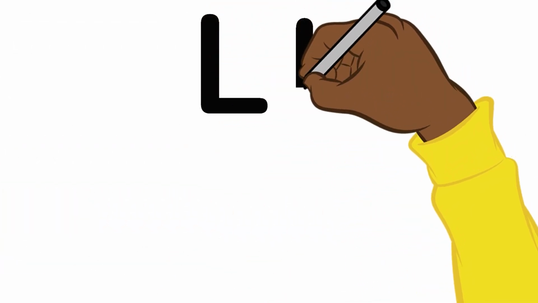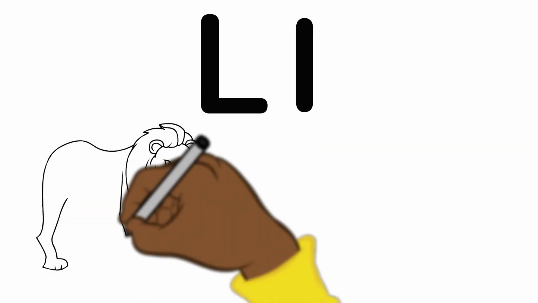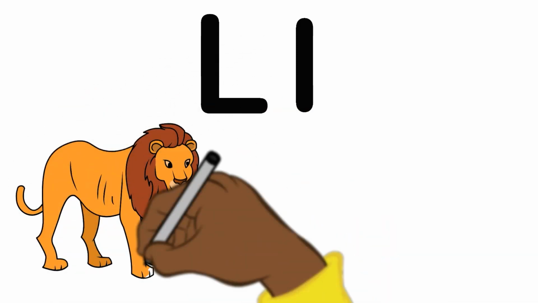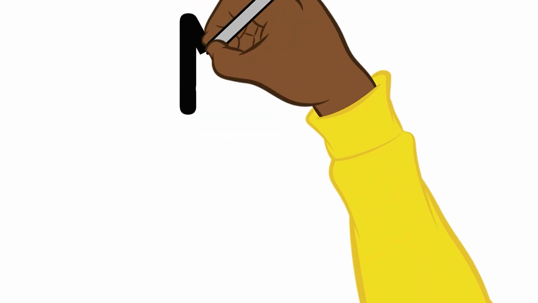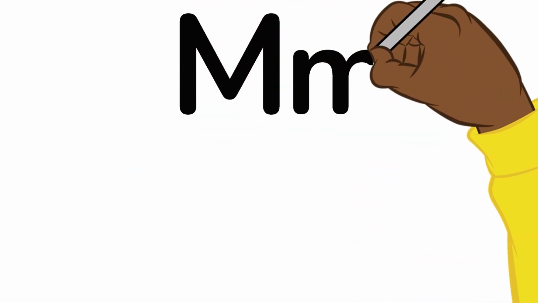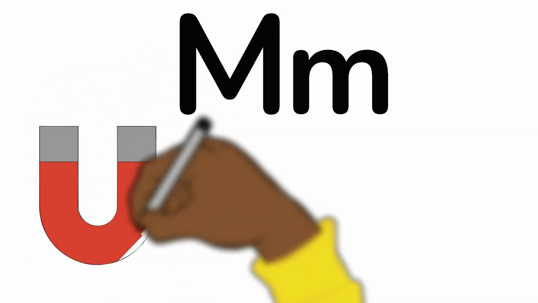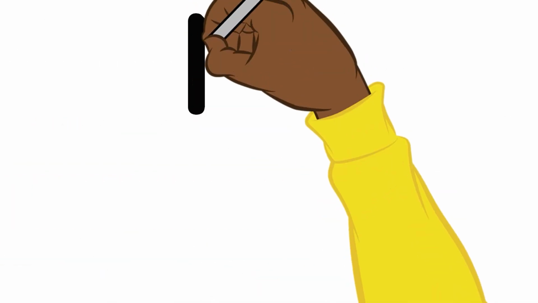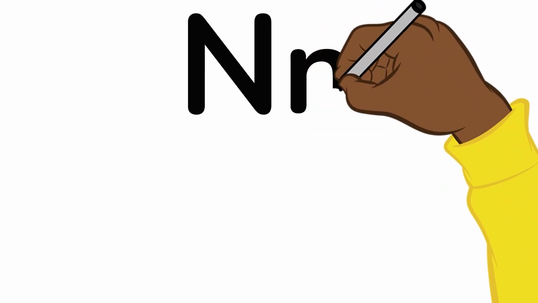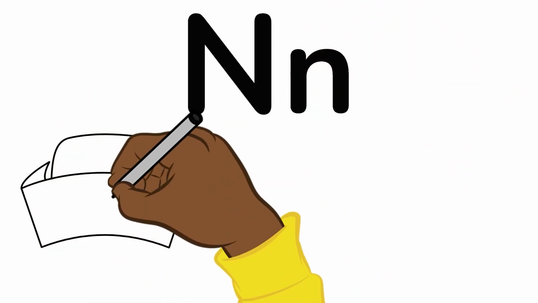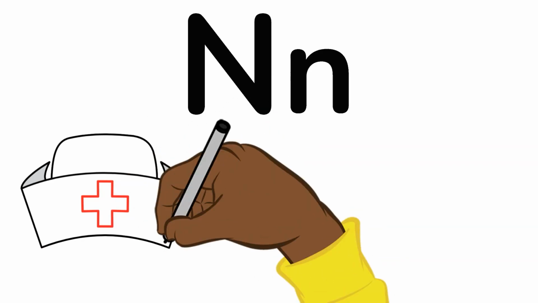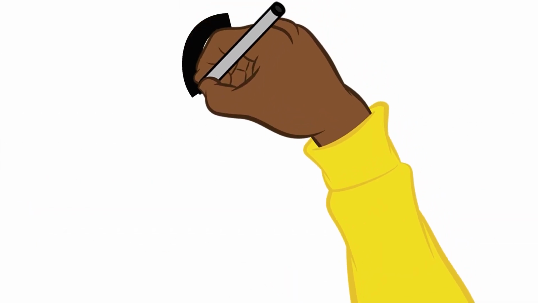Big L, little l. L is for lion. Lion. Big M, little m. M is for magnet. Magnet. Big N, little n. N is for nurse. Nurse. Big O, little o.